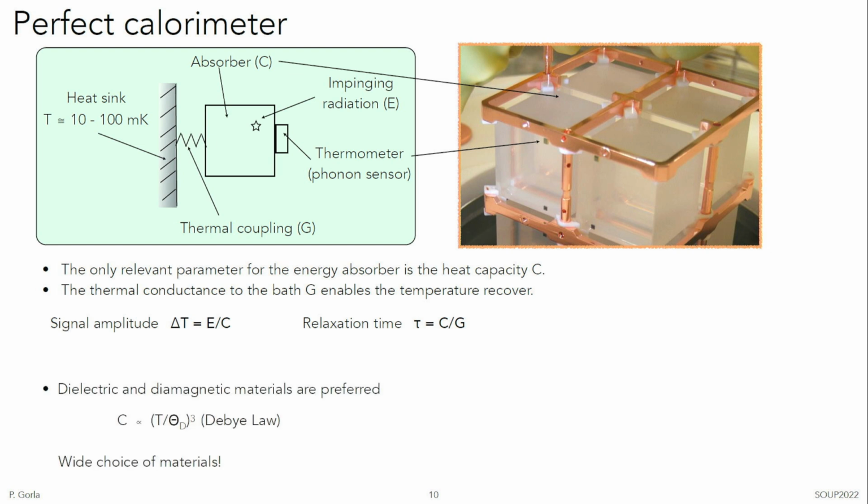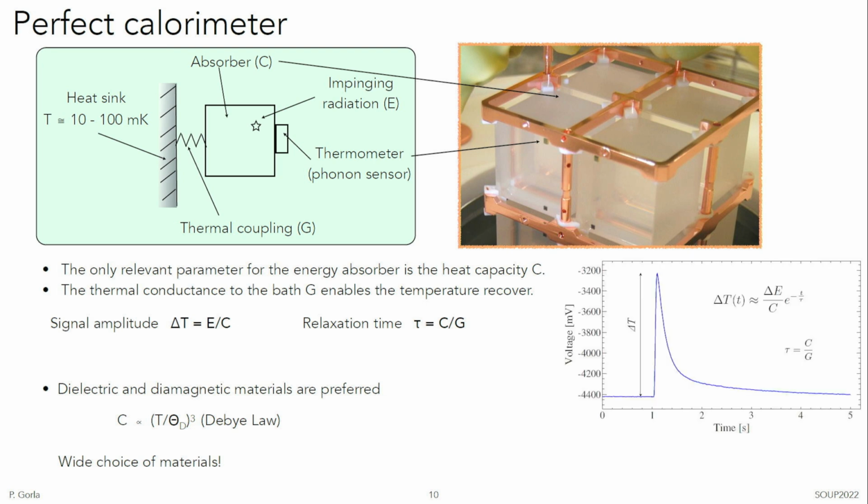Of course, dielectric and diamagnetic materials are preferred because at extremely low temperature, you don't have the component of the specific heat that is proportional to T, which is the electron part, and the Debye law applies. With paramagnetic materials it's even worse, because at low temperature the heat capacity increases as 1 over T. So using such material is very inconvenient for this. But still, with this limitation, you have a wide choice of materials, which is also one of the very relevant reasons why people use this kind of detector.